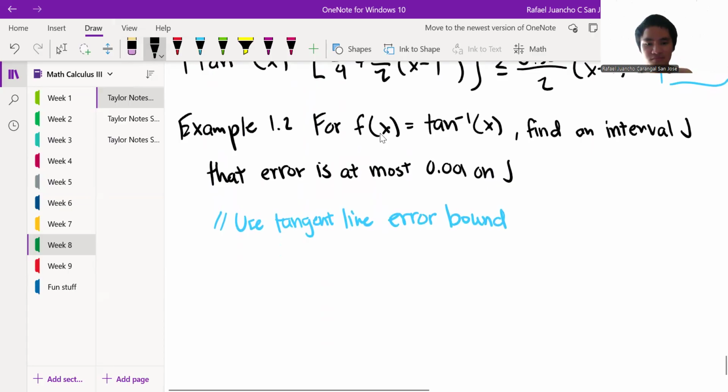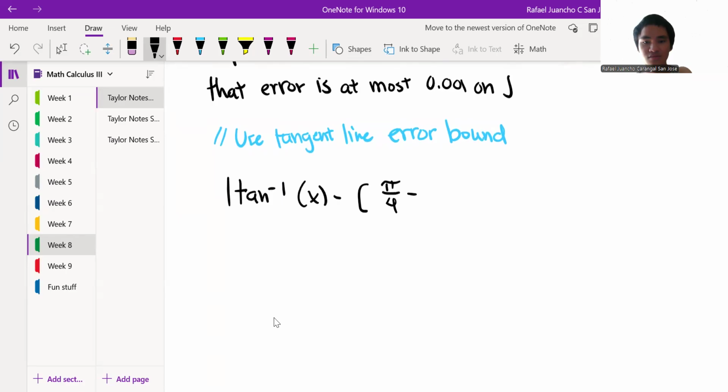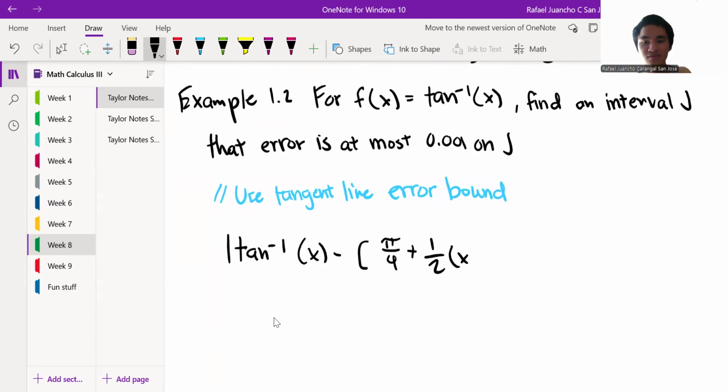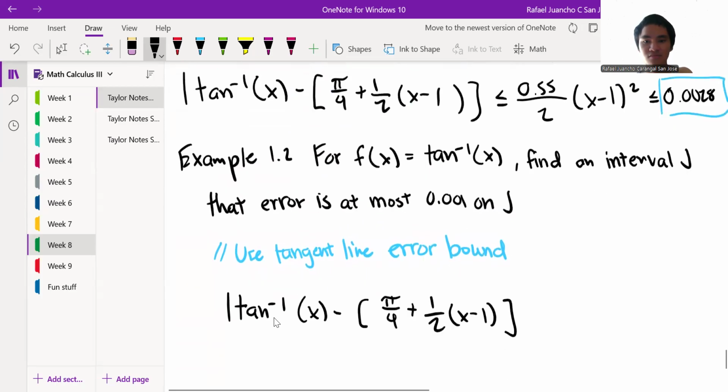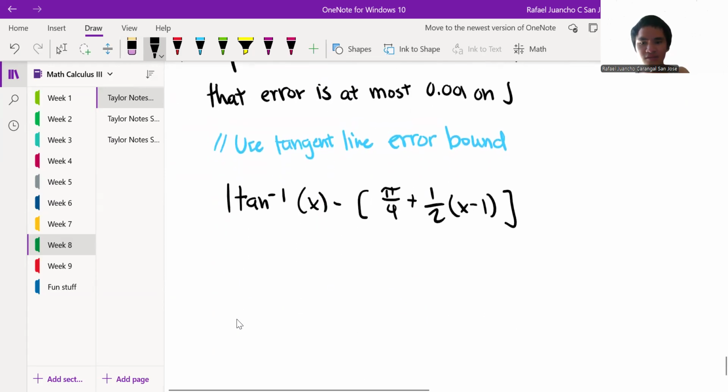So here we're trying to find some interval J. Again, we use this tangent line approximation, subtract it from the linear approximation, plus my derivative, so a half. I wrote this in a very weird way. Forgot to add the absolute value there. This should be less than or equal to 0.55 half.